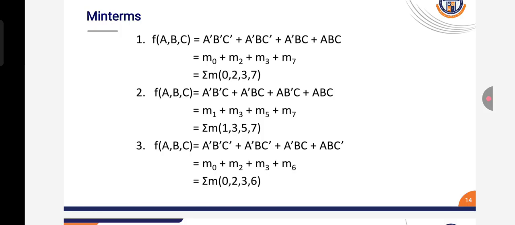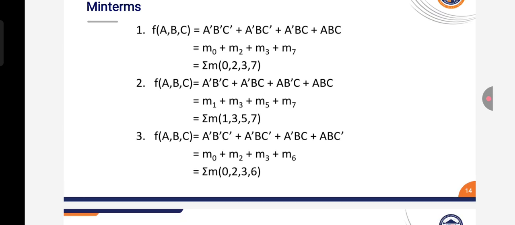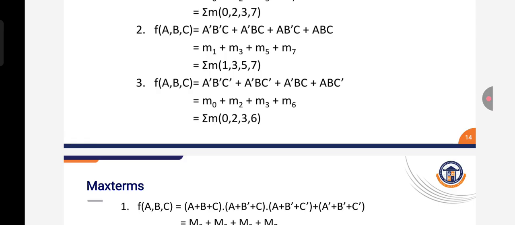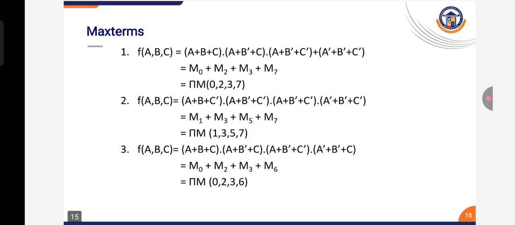Similarly, F(a, b, c) = a'b'c + a'bc + ab'c + abc. The corresponding minterms are 1, 3, 5, 7. F(a, b, c) = a'b'c' + a'bc' + a'bc + abc'. The corresponding minterms are 0, 2, 3, 6. Next, the maxterms.